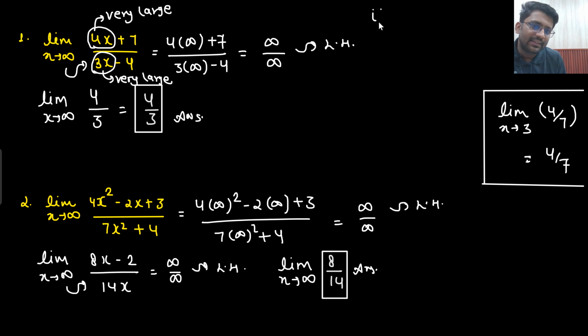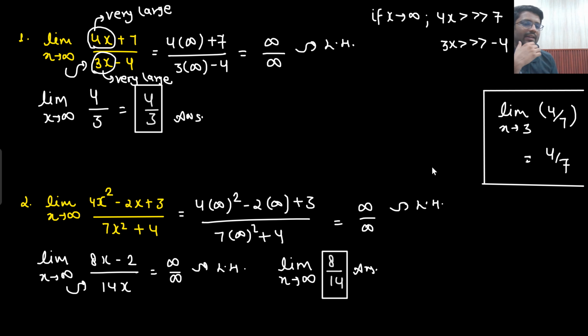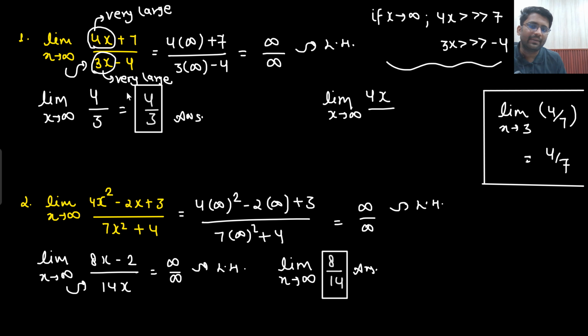So can I say if x is tending to infinity, then 4x will be much larger than 7 and 3x will be much larger than minus 4? Can I say so? So can I ignore this minus 4? Can I write down the expression in this manner? That limit x tending to infinity, 4x plus 7, 7 can be ignored, divided by 3x minus 4, 4 can be ignored. And now x and x will get cancelled out. What is the answer you are getting? Constant value you are getting. What is the answer? 4 by 3. There you go. This is the answer.